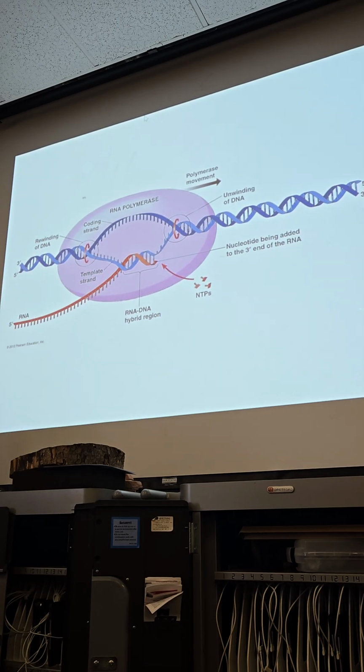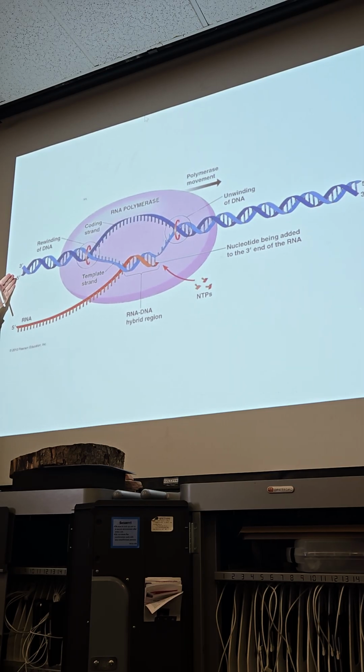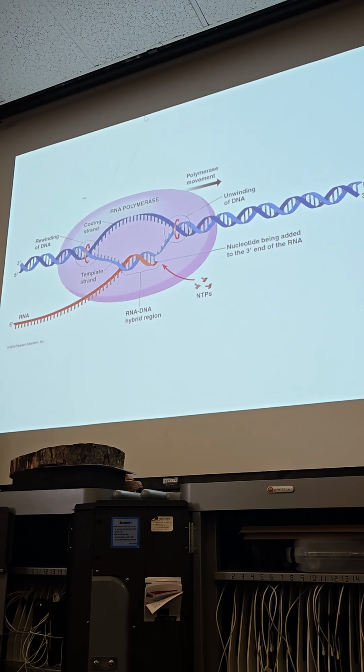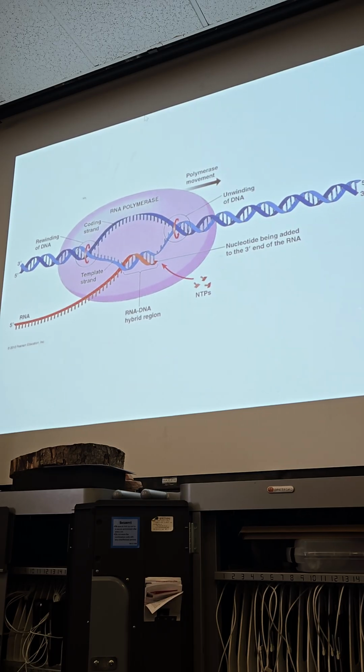Therefore, tell me, where is the promoter sequence? This direction or that direction? To the left, we're over here, because my +1 is right there. So the TATA boxes are over here on the left.